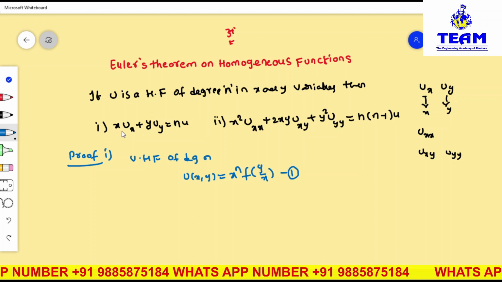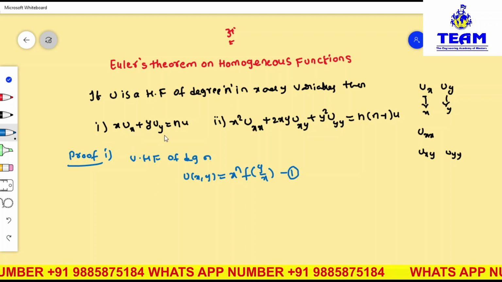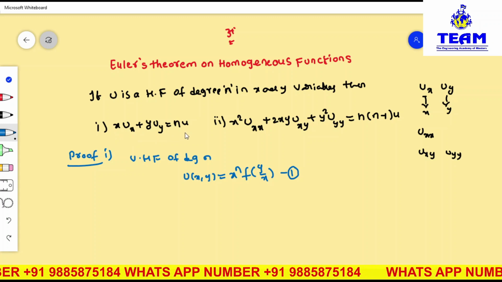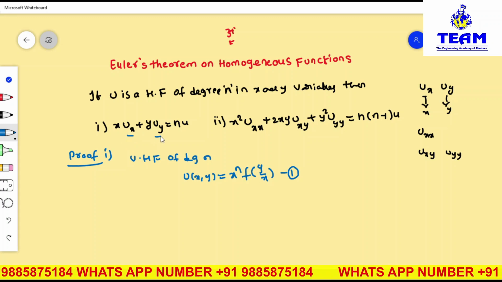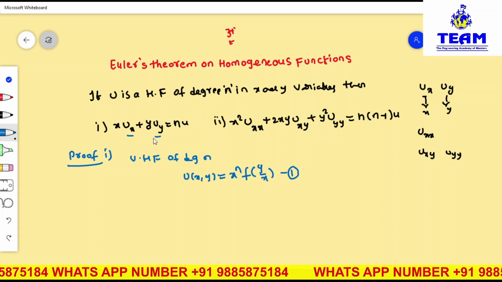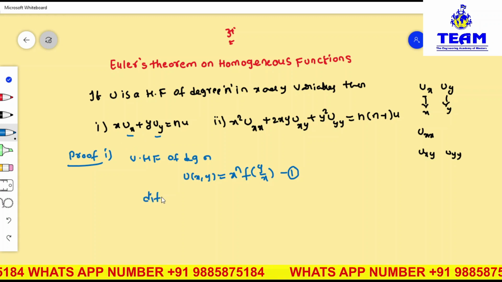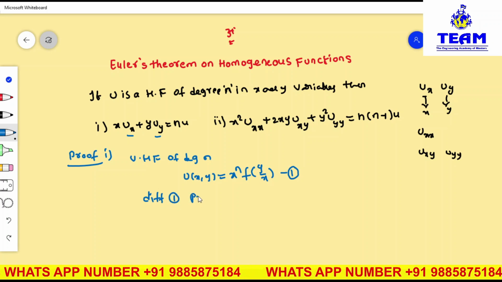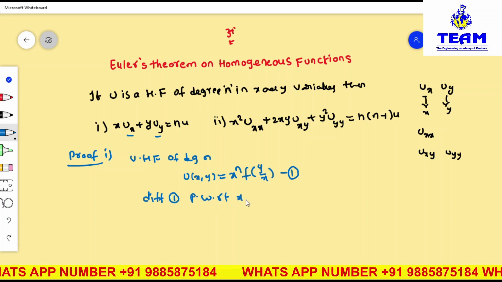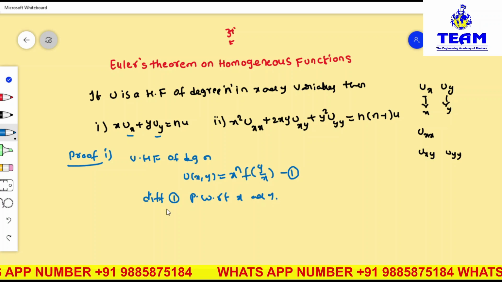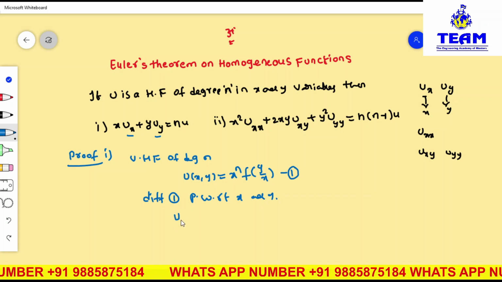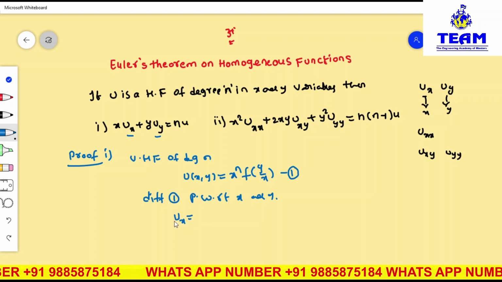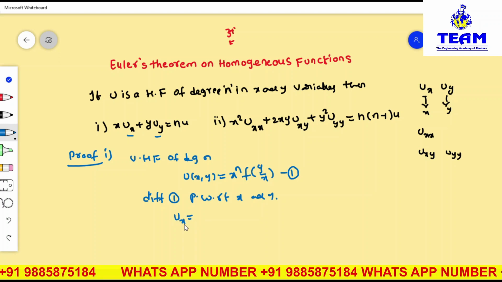Now we have to prove x ∂u/∂x + y ∂u/∂y = nu. So we need to find the first order partial derivative of u with respect to x and with respect to y. So differentiate equation 1 partially with respect to x and also y. First I am differentiating equation 1 partially with respect to x. You can say ∂u/∂x, symbolically you can write ux only.